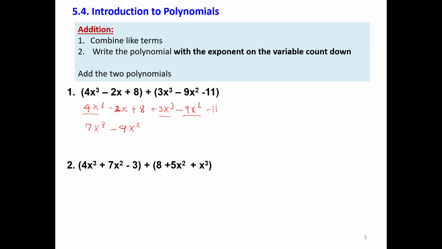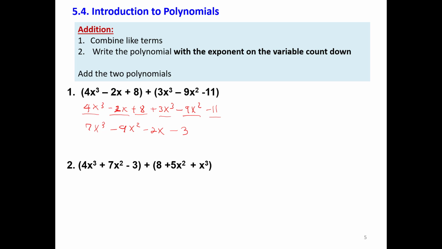Now negative 2x, yes, and finally the numbers. We want to combine the numbers. Then positive 8 minus 11 is negative 3. Then this is the final answer.